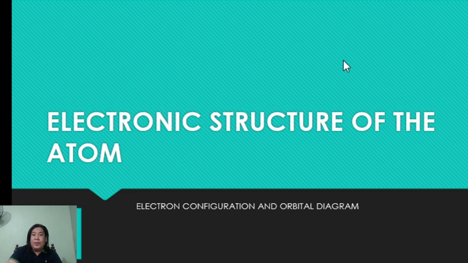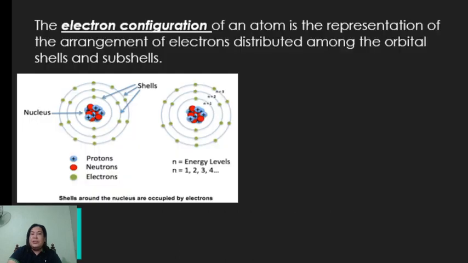So for today, we'll be discussing all about the electronic structure of the atom, specifically the electron configuration and how to convert that electron configuration to its orbital diagram. The electron configuration of an atom is the representation of the arrangement of electrons distributed among the orbital shells and subshells. Yes, you can see that based on this given illustration.